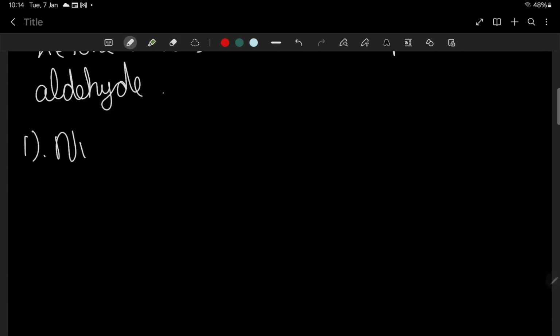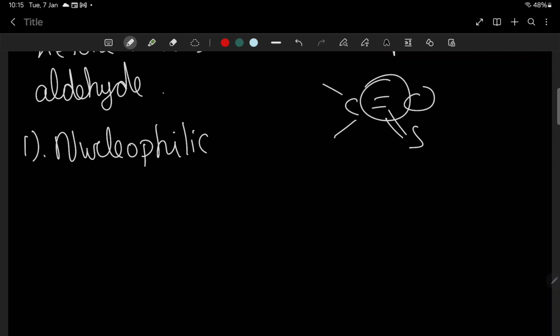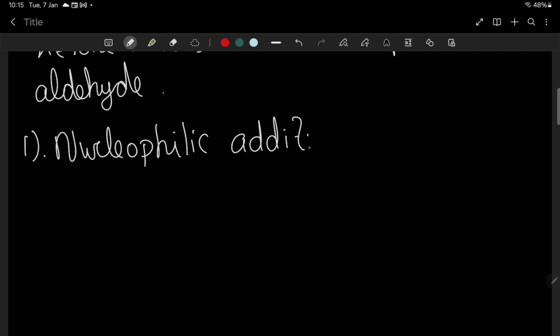First, it is a nucleophilic addition reaction. Why addition reaction? Because of the C double bond. If a double bond is there, it always adds. That way, nucleophilic addition reaction is shown by aldehydes and ketones.